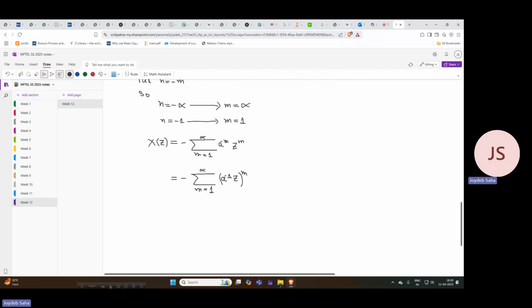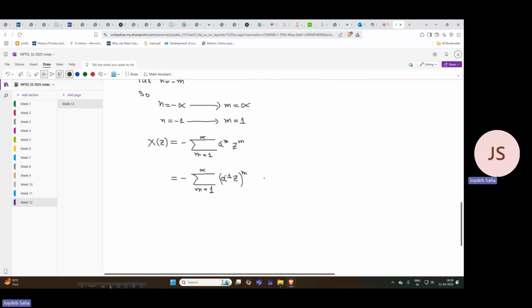So now there is a formula that the summation from m equals k to infinity of alpha to the power m is equal to alpha to the power k by 1 minus alpha, provided that mod alpha is less than 1.